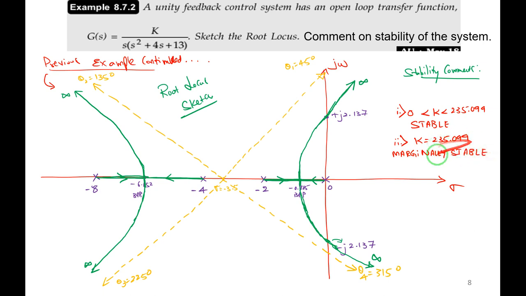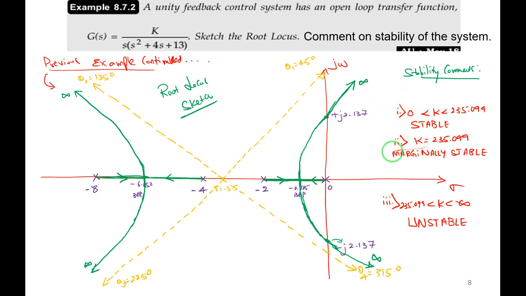Then for k greater than 235, third comment I am writing here. For k lying between 235.099 and infinity, the system is unstable. I hope you got this, right? If any doubts, you can unmute yourself and talk to me so that I can clarify your doubts.